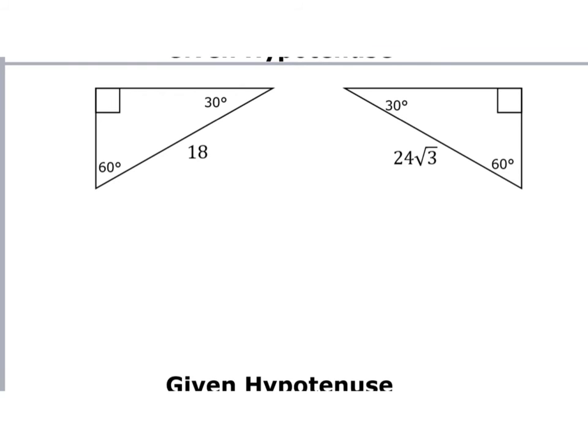All right, the next one, my hypotenuse is 18. What's my short leg? 9. What's my long leg? 9 radical 3. The next one, my hypotenuse is 24 square roots of 3. What's my short leg? 12 square roots of 3. What's my long leg? 36. Good.